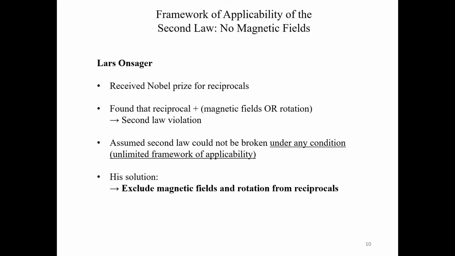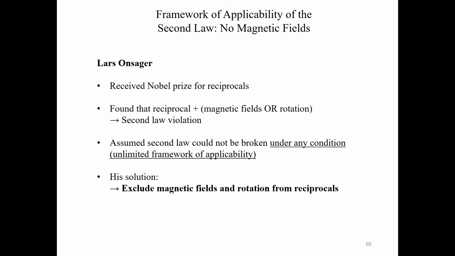First, let us discuss Onsager. Onsager received the Nobel Prize for conceiving of reciprocals. He found that in the presence of magnetic fields or rotation, reciprocals would lead to a violation of the second law. He assumed that the law could not possibly be broken under any condition.